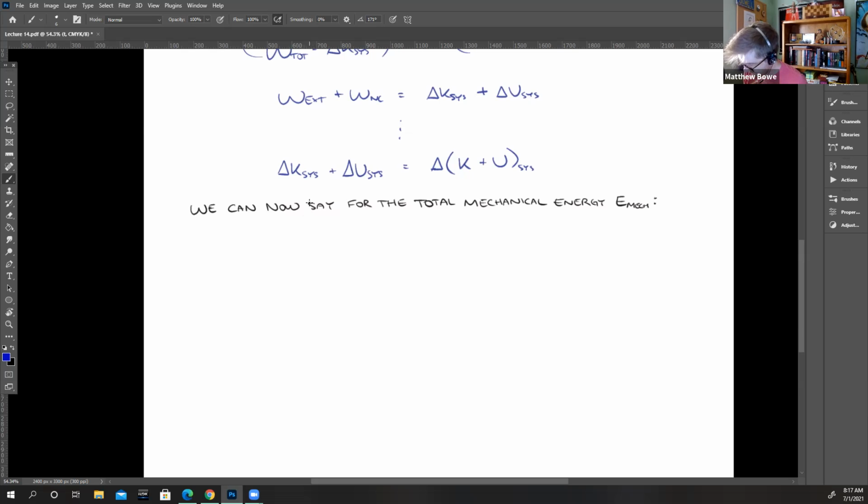We have mechanical energy. It's just E mech is equal to the kinetic energy of the system plus the potential energy of the system. And this is always going to be a constant value.